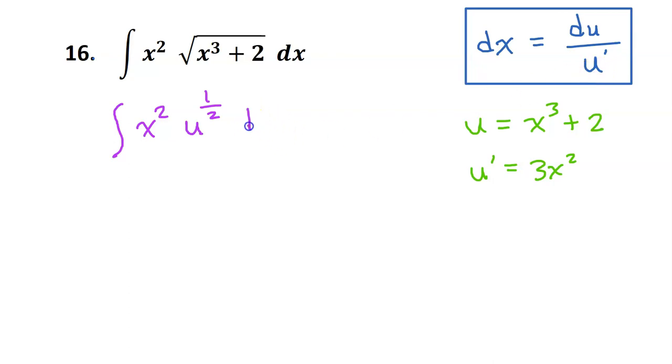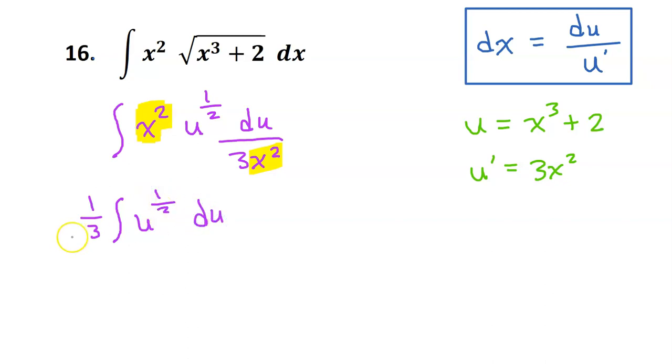So here it comes, du over, well, u prime is 3x squared. So the x squared is in the denominator, and it will cancel out the x squared that's in the front. So that's gone, forget about it. We still have this 3 in the denominator. I'm going to put it out front as a 1/3. So I have 1/3 u to the 1/2 power du.